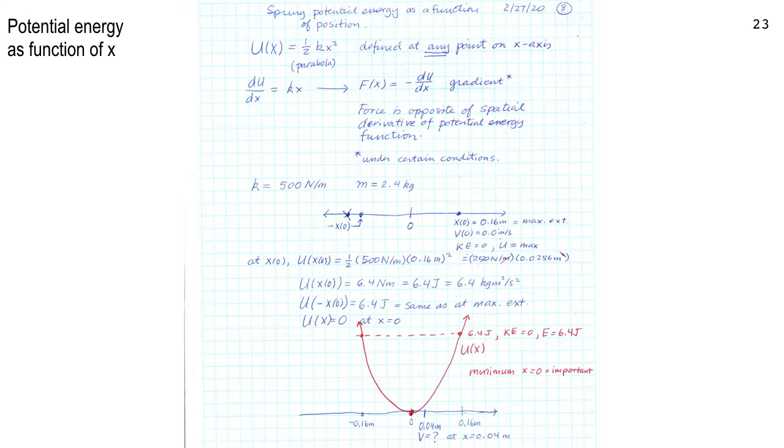Okay, the spring potential energy, instead of calling it SPE, I'm just going to call it U of x. That's equal to 1/2 kx squared. And in actuality, it's defined at any point on the x-axis. So potential energy in general is known as the energy of position. Kinetic energy is the energy of motion, and they're complementary functions.